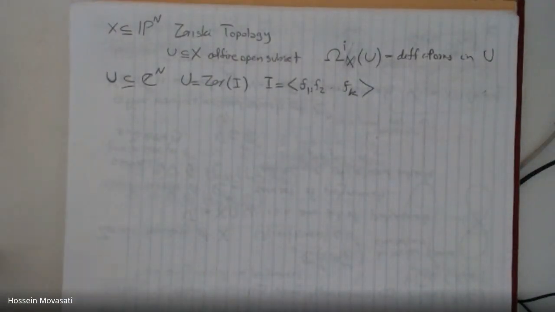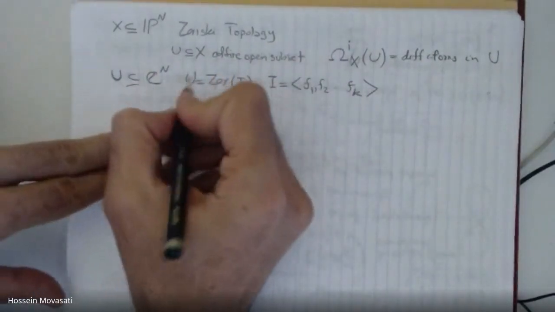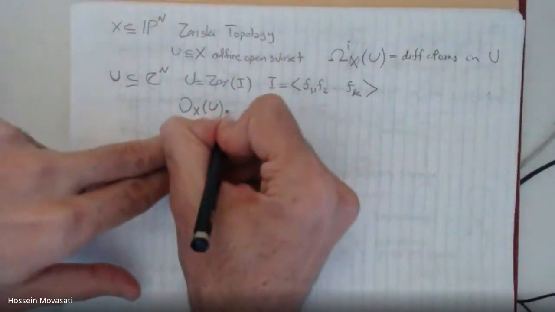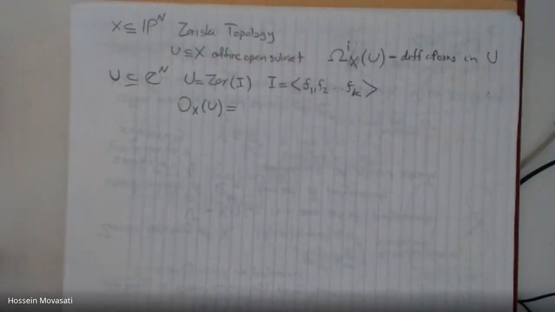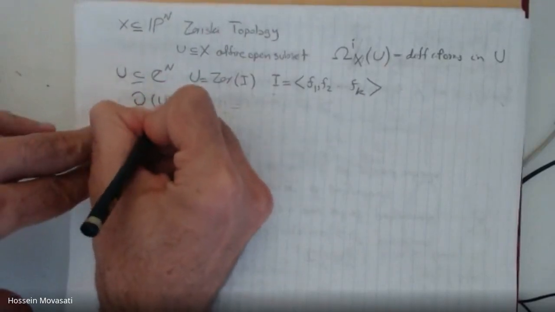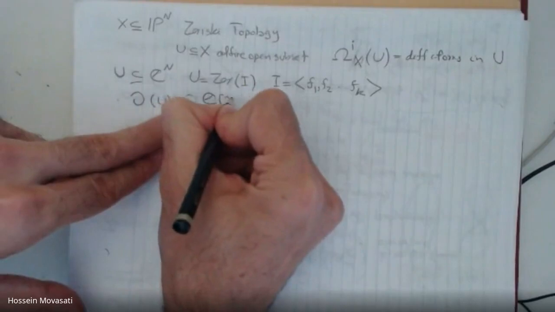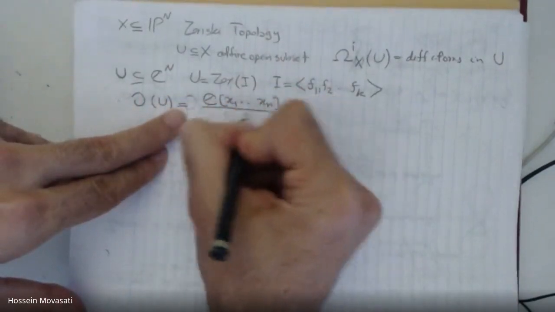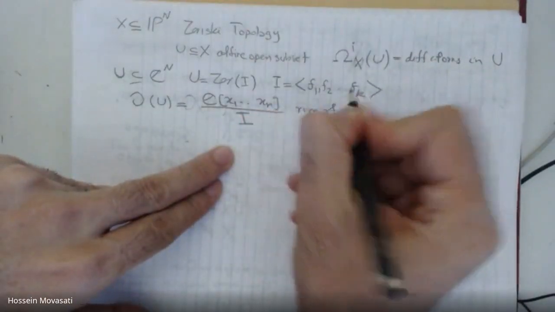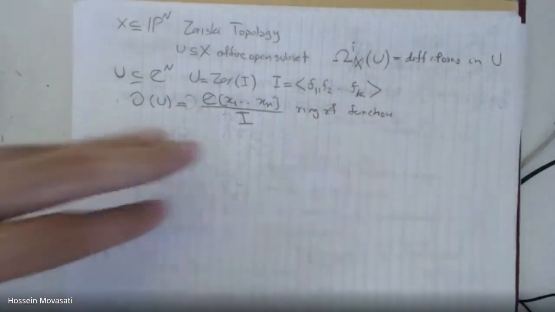And so I have this O_X(U), the ring of functions on U. Let's define it. The ring of functions on U will be just C[x1, ..., xn] divided by this I, the ring of functions.